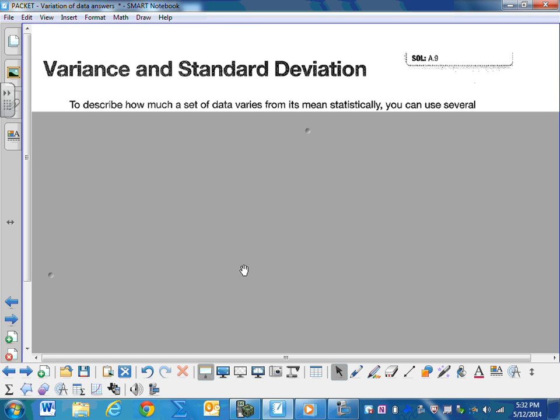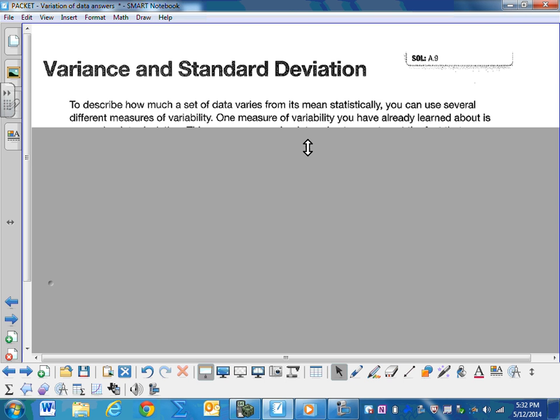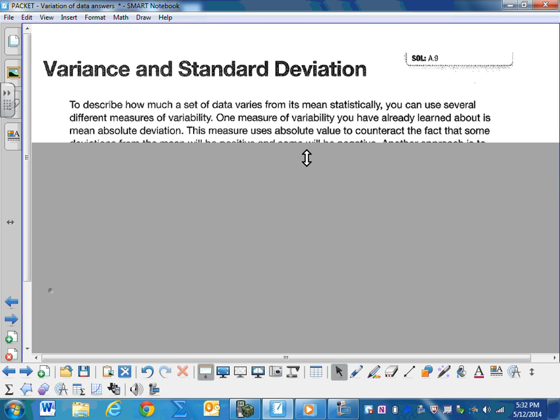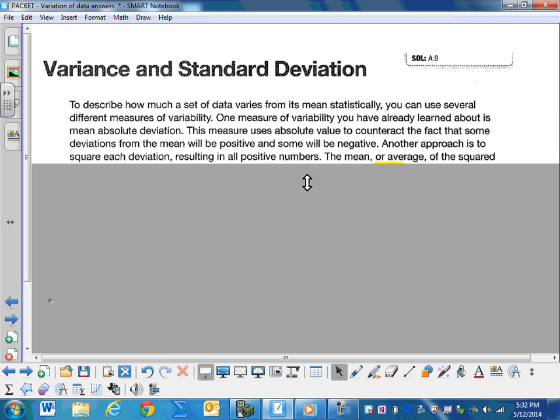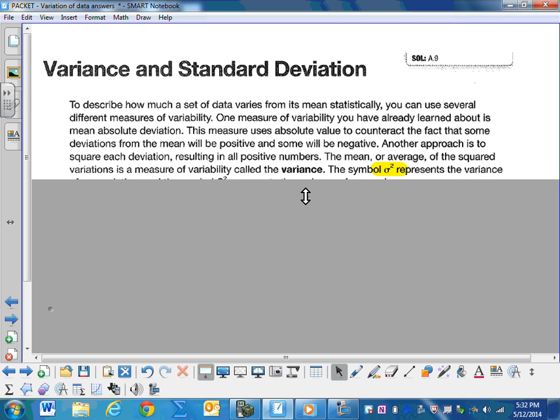Variance and standard deviation. To describe how much a set of data varies from its mean statistically, you can use several different measures of variability. One measure of variability you have already learned about is the mean absolute deviation. This measure uses absolute value to counteract the fact that some deviations from the mean will be positive and some will be negative. Another approach is to square each deviation, resulting in all positive numbers. The mean or average of the squared variations is a measure of variability called the variance.